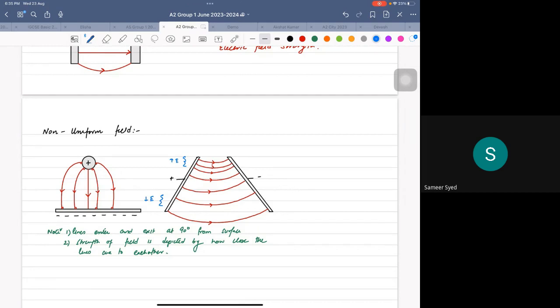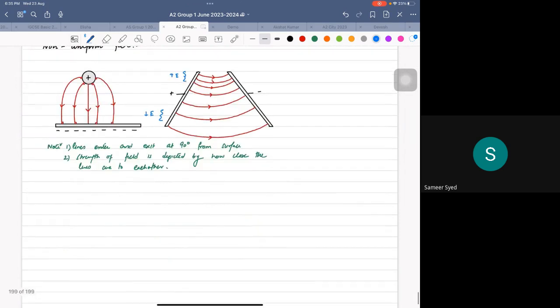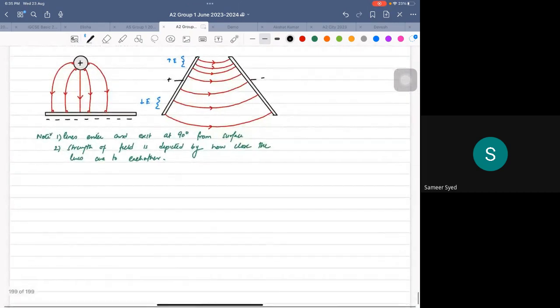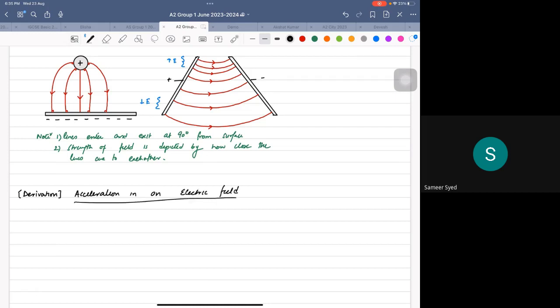So now, let's have a look at the next. Now this is a small derivation that we got to learn, and they might ask you this as well, which is the acceleration in an electric field. So write that, put a star on top because this is important.